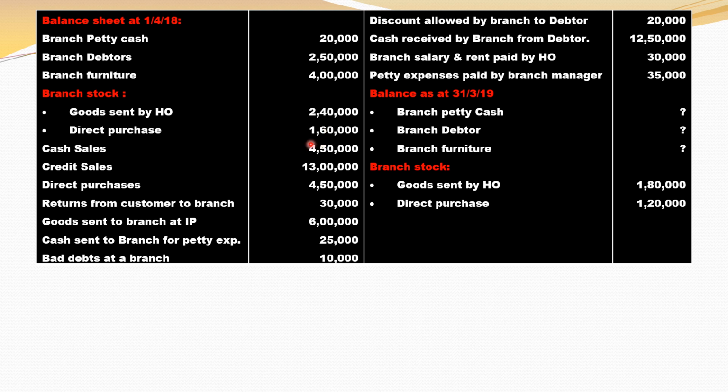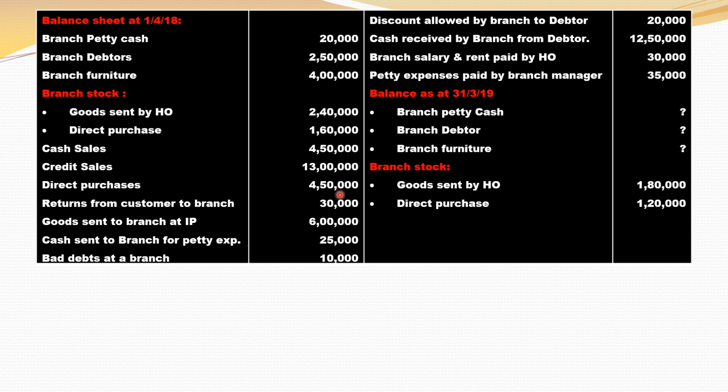It means that out of goods sent by head office, 2,40,000 is opening stock. Out of direct purchases made by the branch, 1,60,000 remains opening stock. Then cash sales 4,50,000 will come in credit side. This amount needs to be remitted to head office. Credit sales, put into mark, it will not come in branch account, it will come in debtors account.